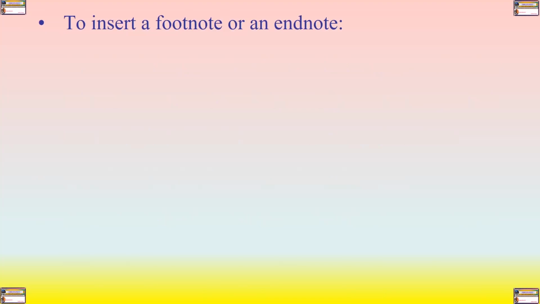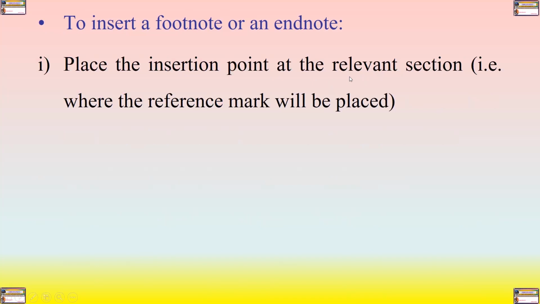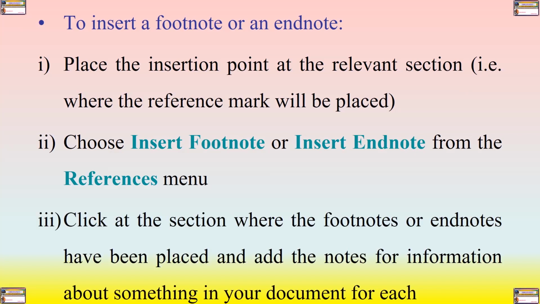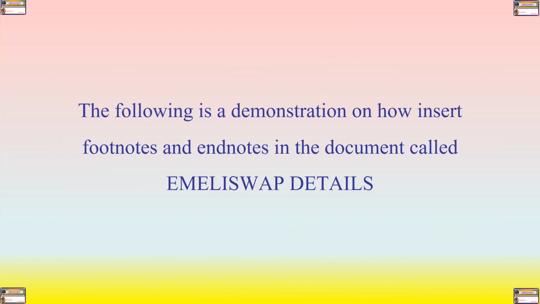To insert a footnote or an endnote, you do the following. Place the insertion point at the relevant section. That is where the reference mark will be placed. Then choose Insert Footnote or Insert Endnote from the References menu. Click at the section where the footnotes or endnotes have been placed and add the notes for information about something in your document for each. The following is an example of how you can insert footnotes and endnotes in our document called Emily Swap Details.